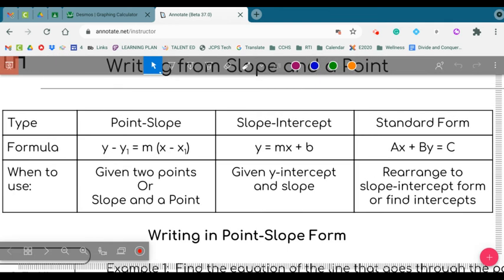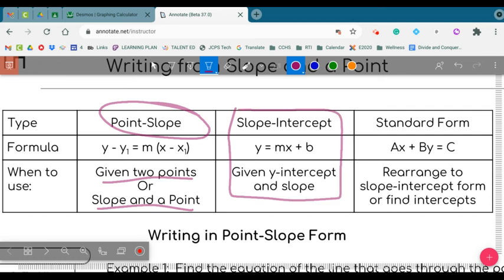So we have three different forms. We have point-slope, which is what we're going to start utilizing today because you use it whenever you're given 2 points or a slope and a point. Slope-intercept we use whenever we have the y-intercept and the slope. And then standard form, it's just another type of equation. We really won't utilize it unless we're given it, and that's whenever we have to rearrange it.